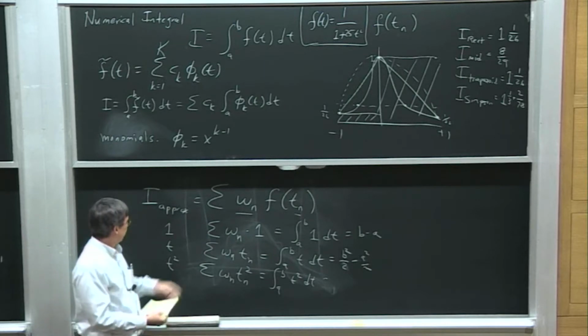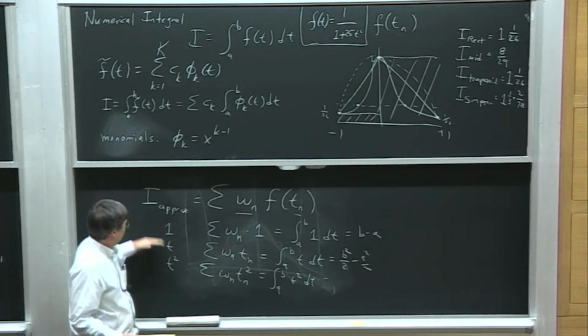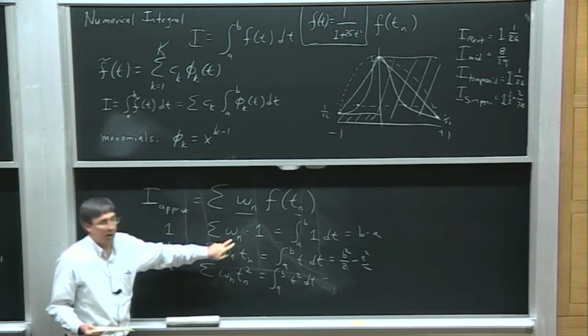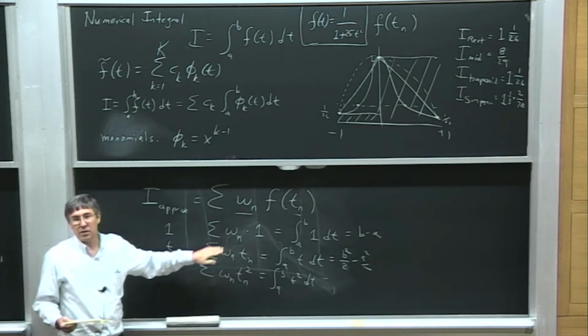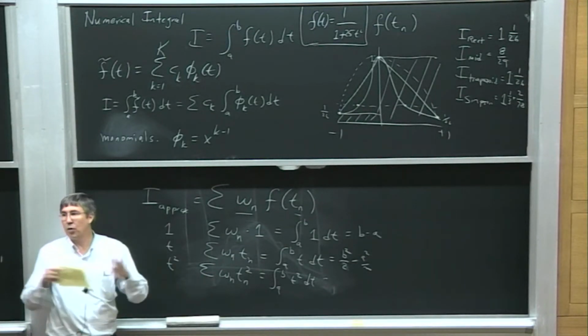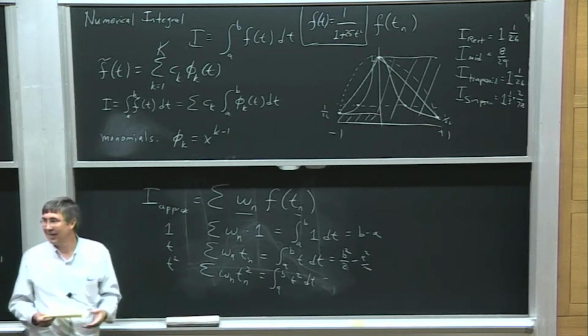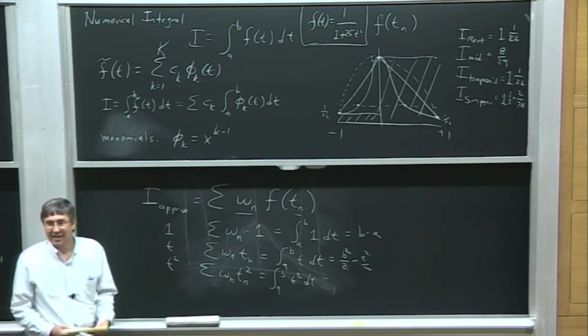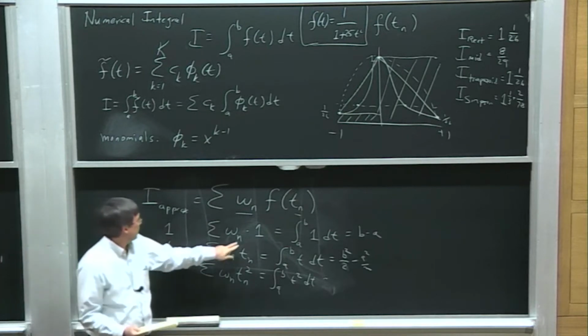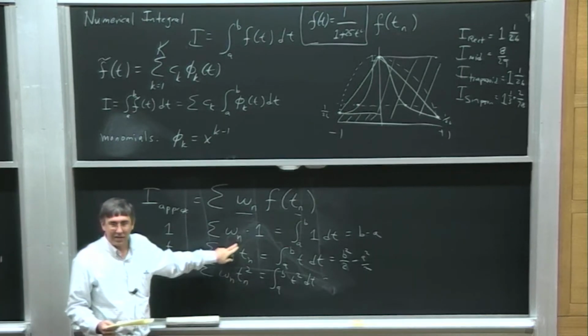So if I choose 3 points, I'll have 6 parameters. So I'll be able to determine up to the 11th order polynomial would integrate exactly. Did I do that right? No, that's wrong. I have 3, n is only 3. I have 6 parameters.